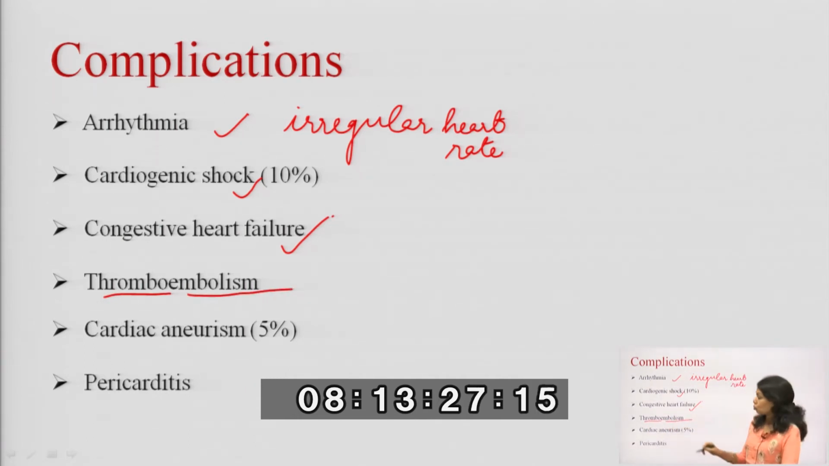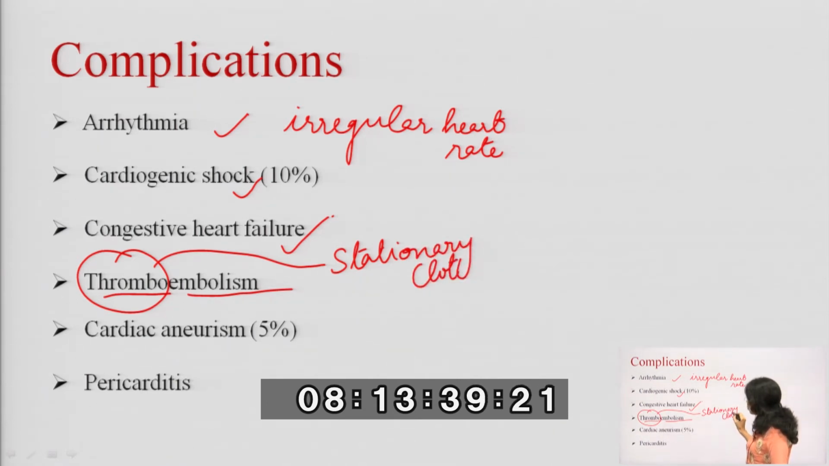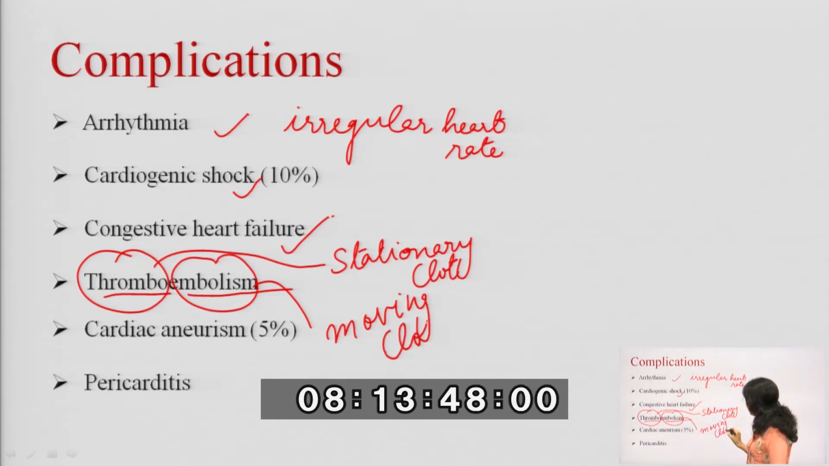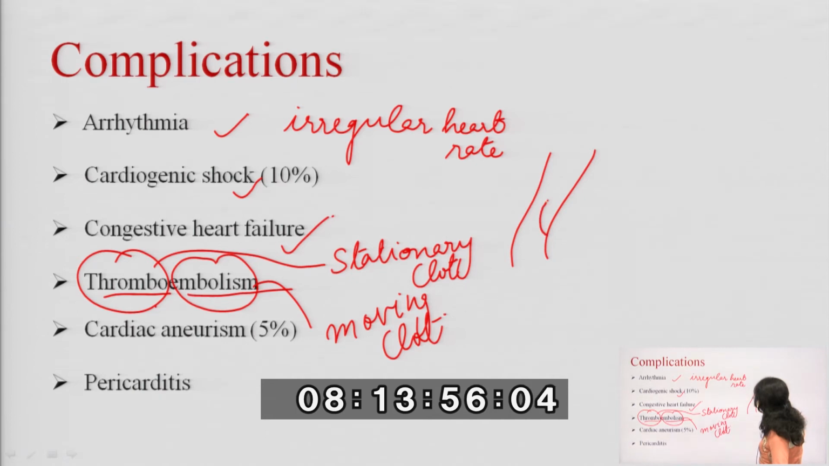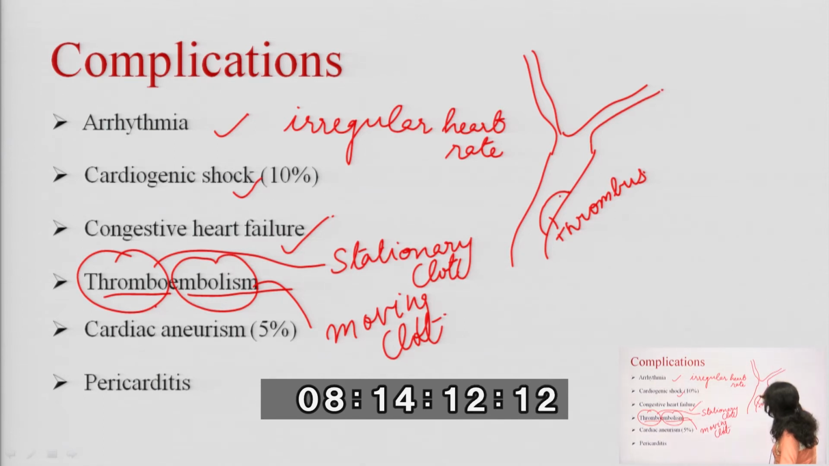Thromboembolism. See, thrombus is basically the stationary clot. This is called thrombus, and embolus is a moving clot. So, in thromboembolism, what happens? Suppose this is the coronary artery, here is the stationary clot, this is the thrombus, and here are the branches of the coronary artery. If this clot is moving here, it will completely occlude this blood vessel. This is called your emboli.